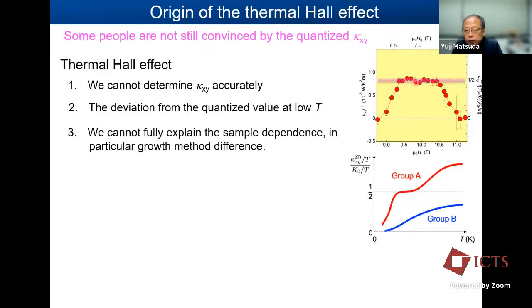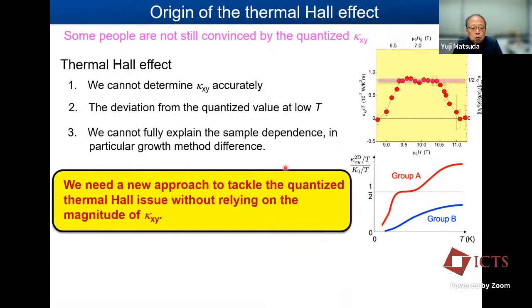Because this is a thermal measurement, it is very difficult to determine kappa xy accurately compared to the electronic quantum Hall effect. And as I mentioned, the deviation from the quantized value at low temperature is possibly due to the decoupling between the edge current and phonons. So we cannot fully explain the sample dependence, in particular the growth method difference. Therefore, we need a new approach to tackle the quantized thermal Hall issue without relying on the magnitude of kappa xy.